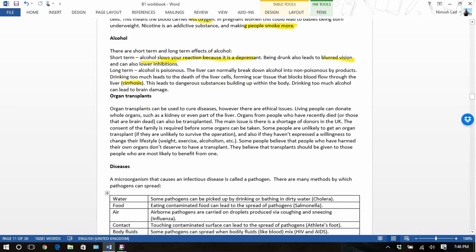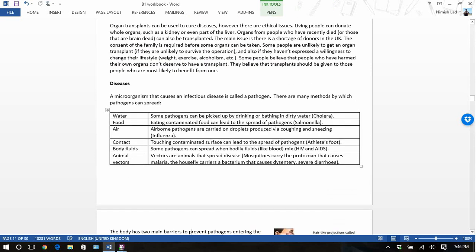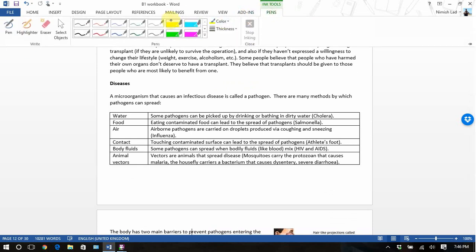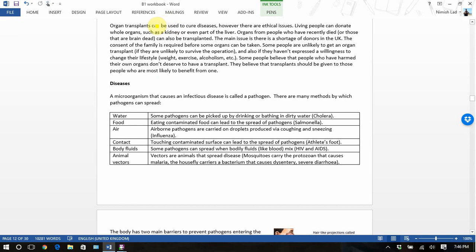This is where it links into organ transplants because some diseases can be cured, however there are some ethical issues. They cost a lot of money. Should we be spending this money on people that aren't trying to actually solve their problems? Maybe they are, maybe they need that second chance.